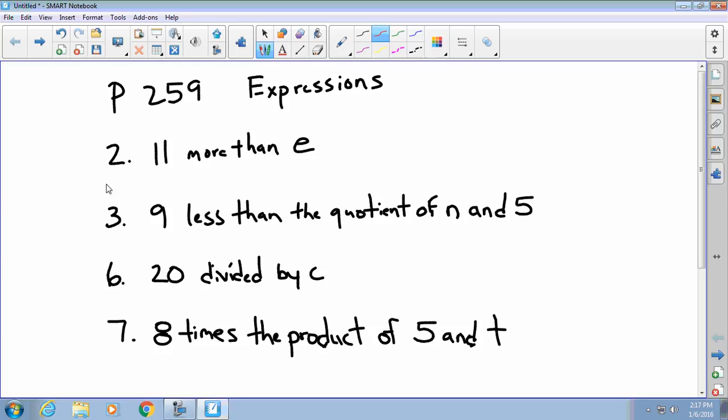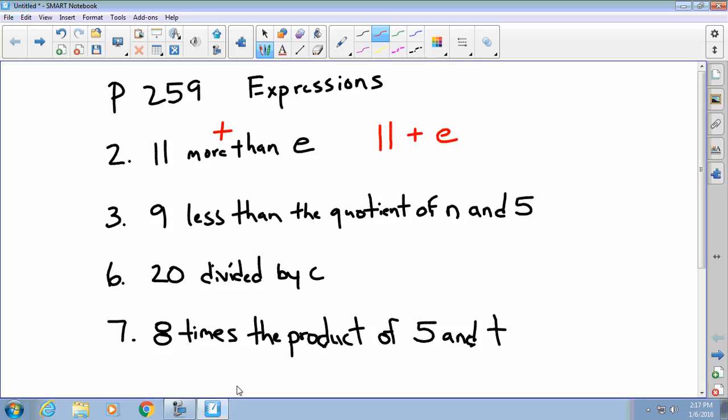Like for instance, in number 2 on page 259, it says 11 more than E. Well, the one hint there is "more than." More than means that you're going to be adding something. So when you do that one, and this is a rather easy one, you do 11 plus E. That would be the same as 11 more than E. The expression would be 11 plus E.